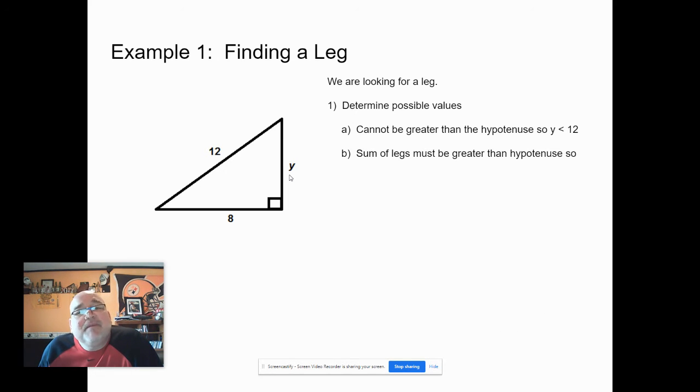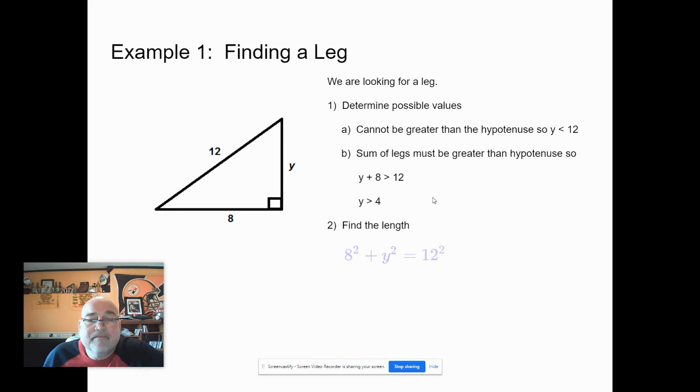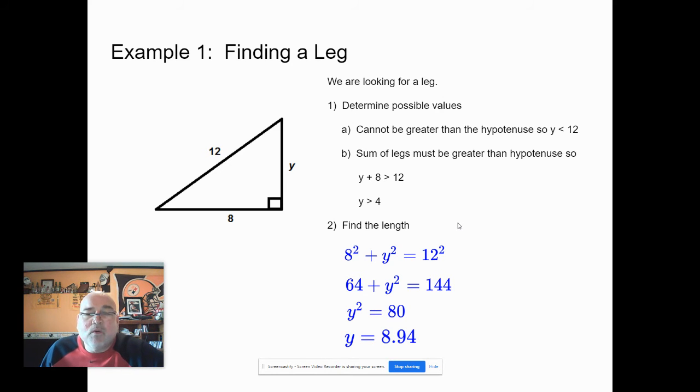But the sum of the legs must be greater than the hypotenuse, so y plus 8 must be greater than 12, so y must be greater than 4. So when we solve this problem, we have to know that our answer should be somewhere between 4 and 12. So now we'll find the length with the Pythagorean theorem. 8 squared plus y squared equals 12 squared. 8 squared is 64, 12 squared is 144. Y squared equals 80. Therefore, y equals 8.94. We get the answer that we're looking for, somewhere between 4 and 12.